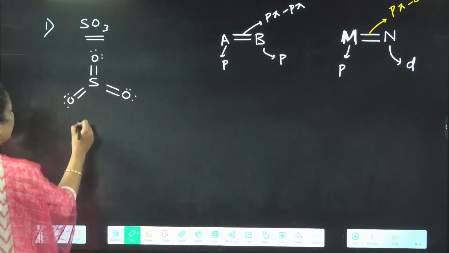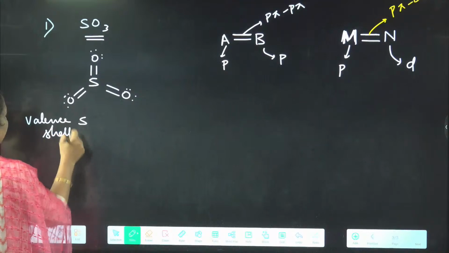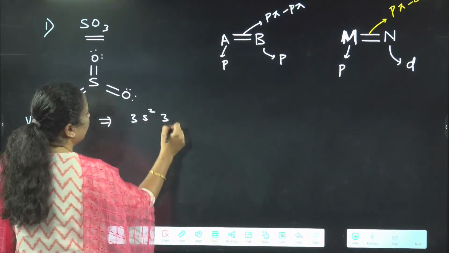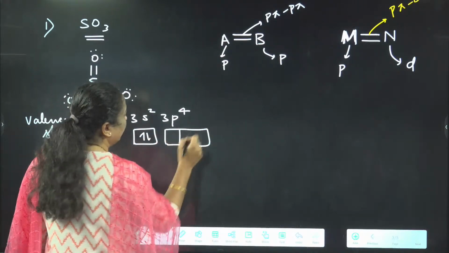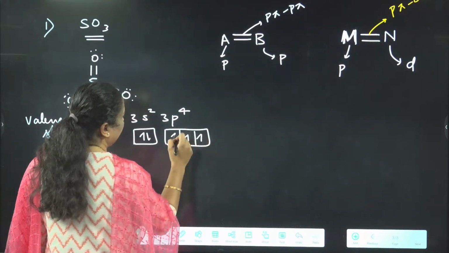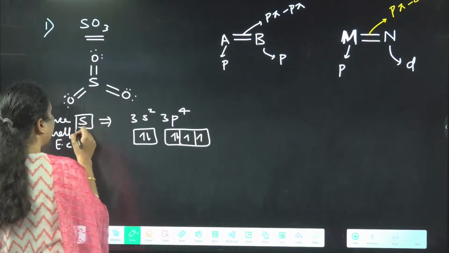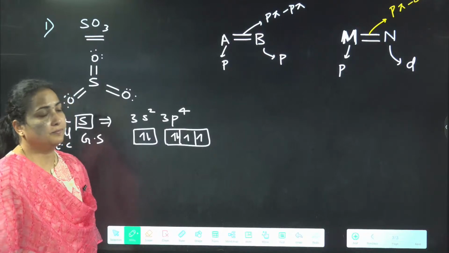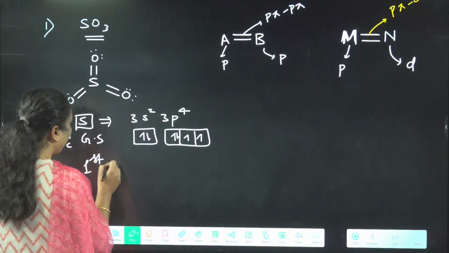Now when I write down the valence shell electronic configuration of sulfur, do I know it is 3s2, 3p4, 1, 2, 3, 4. How many unpaired electrons am I having? Basically for sulfur I am writing in the ground state. Only 2 unpaired electrons, but I need how many? I need total 6 unpaired electrons. So what do I go for? We need to go for the excitation.